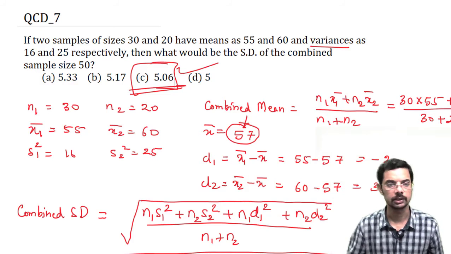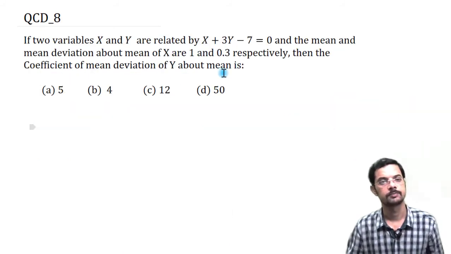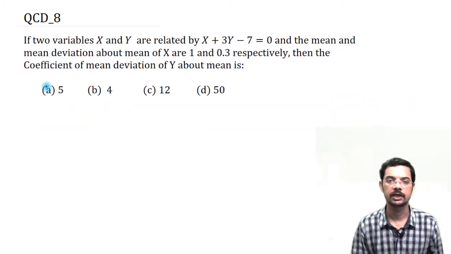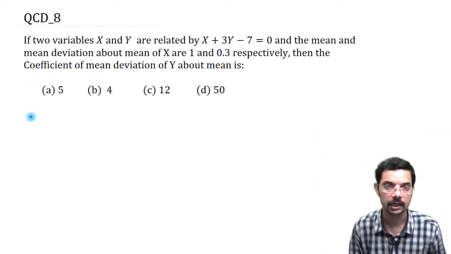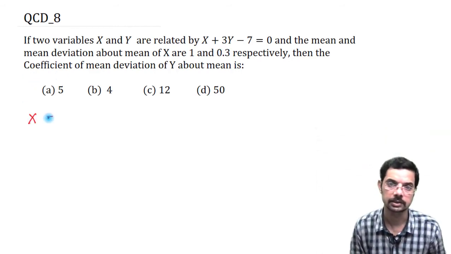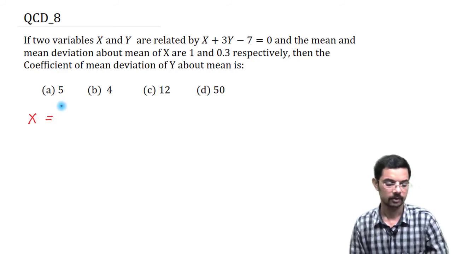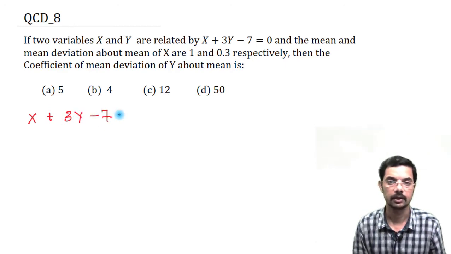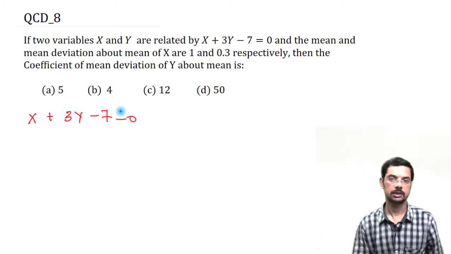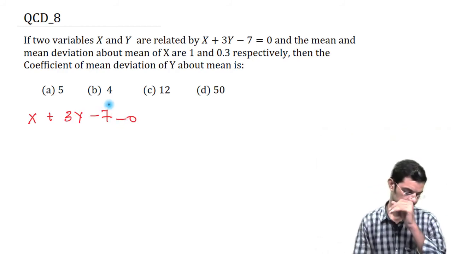Now let us go for the next problem, question number 8. If two variables x and y are related to each other in this way, and the mean and mean deviation about the mean of x are given to you. What we have here is x and y are related to each other as x plus 3y minus 7 equal to 0.